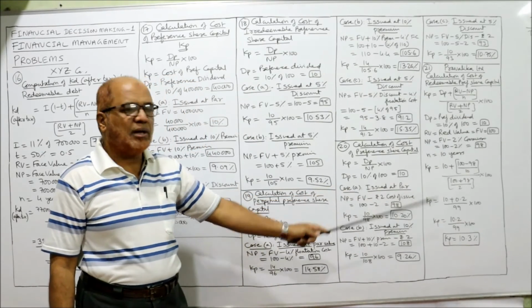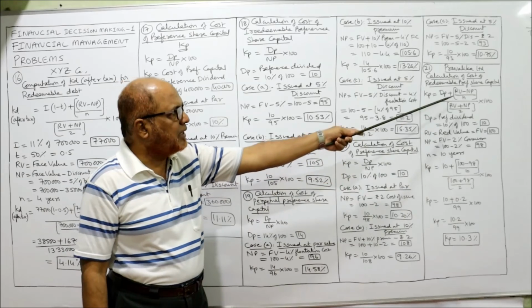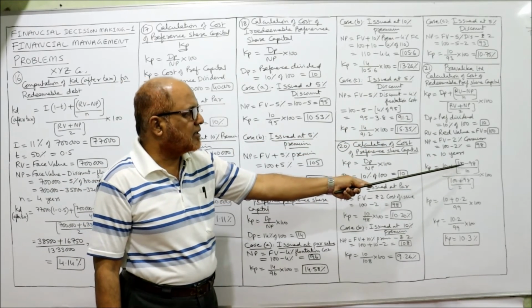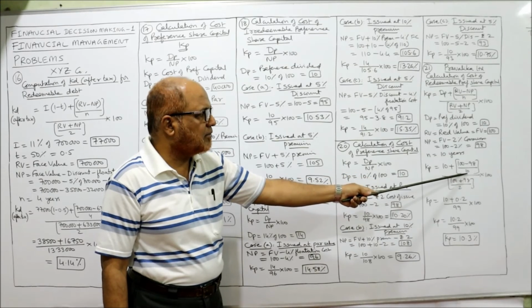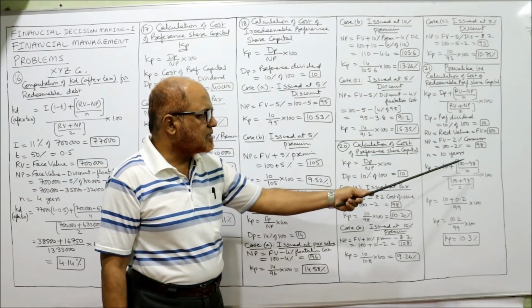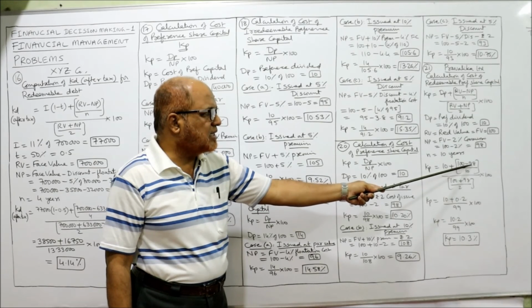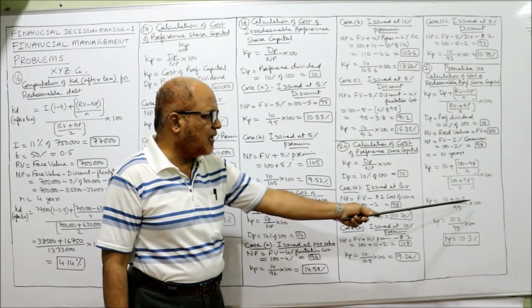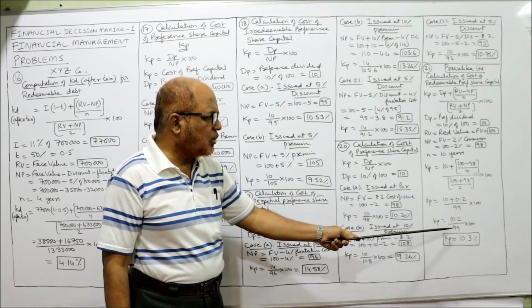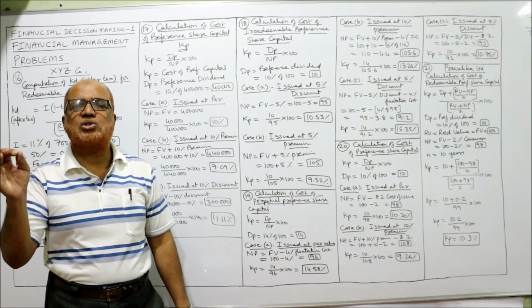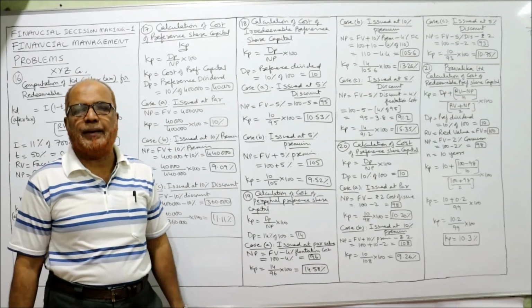Now substitute. KP is equal to DP, 10 rupees, plus (RV 100 minus NP 98) divided by 10, divided by (100 plus 98) divided by 2, into 100. So 10 plus, 100 minus 98 is 2, 2 divided by 10 is 0.2, divided by 99, into 100. So 10.2 divided by 99 into 100. 10.3% is the cost of preference capital KP.